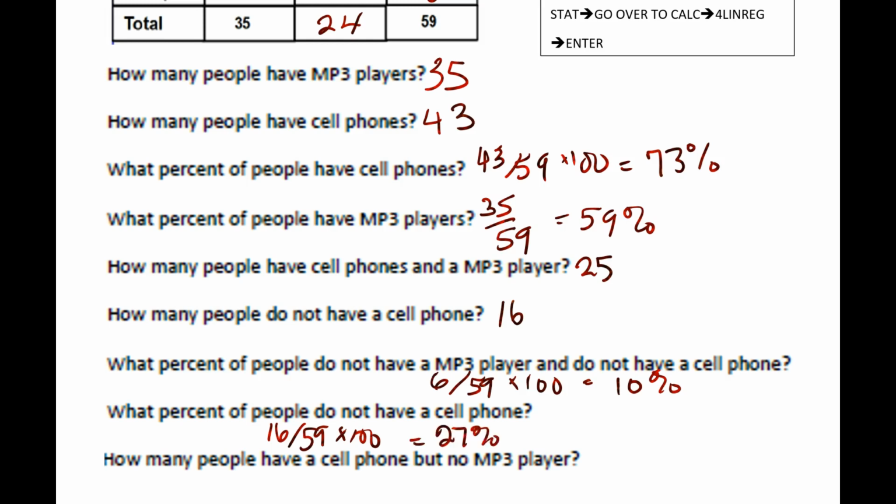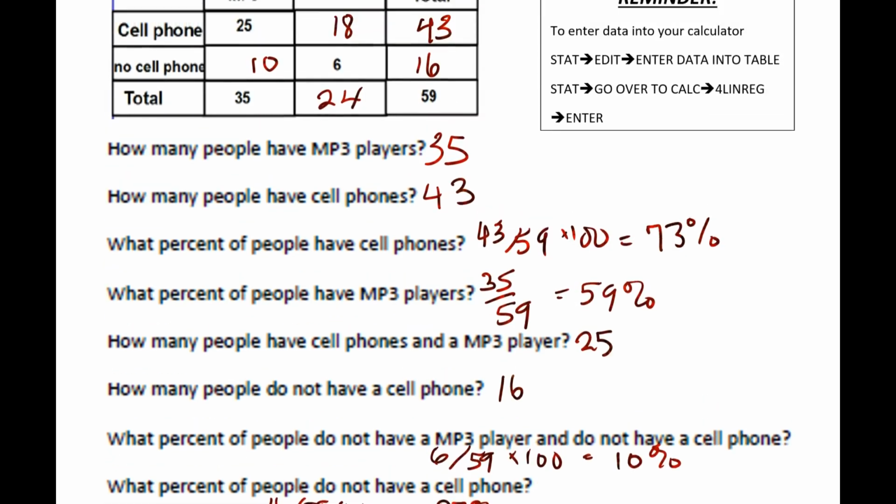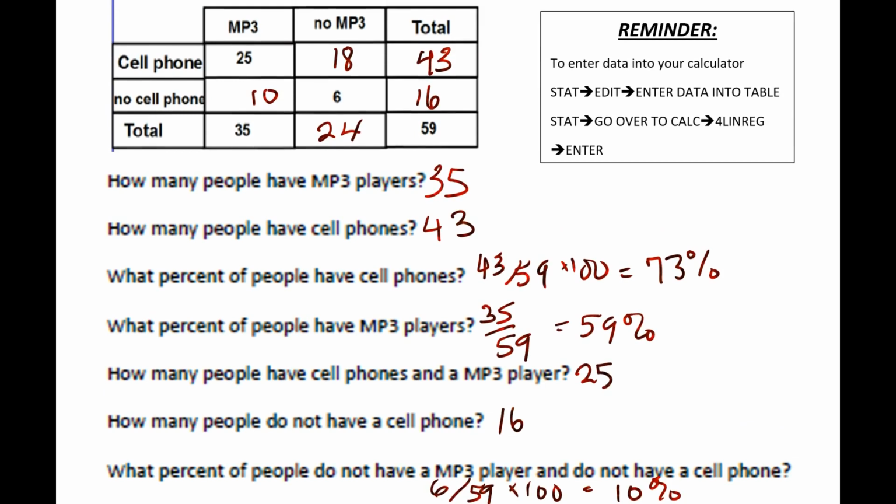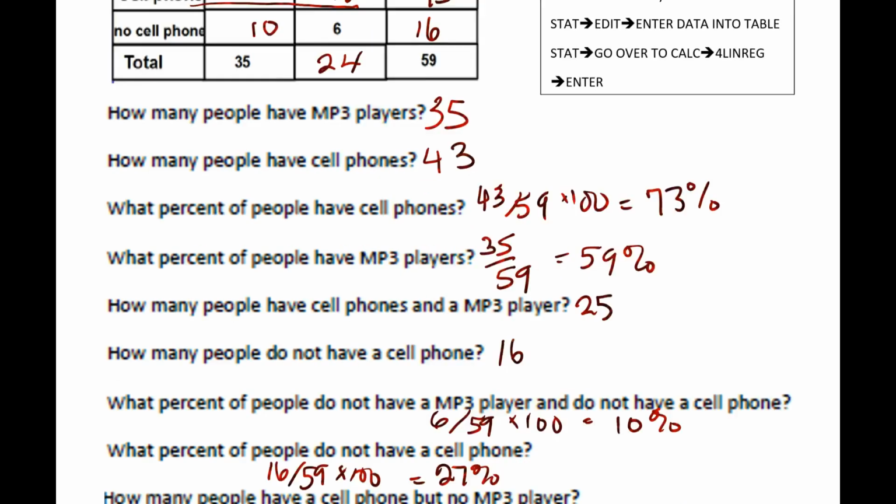And then how many people have a cell phone but no MP3? Cell phone, you got a cell phone, but cell phone right here is just in this column. No MP3 is in this column, 18.